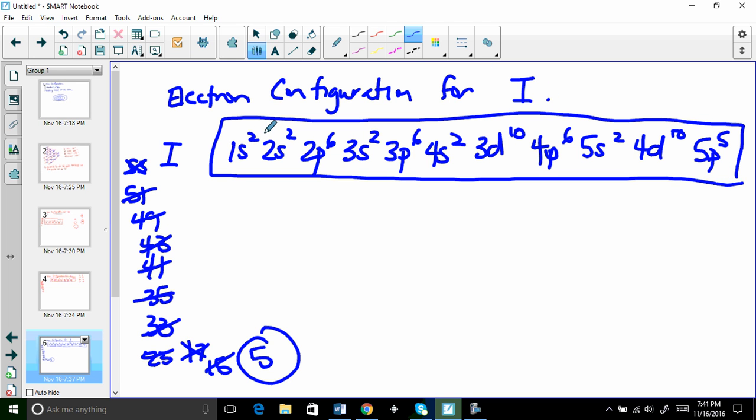It tells you 2 electrons are in a 1s orbital, 2 are in a 2s, 6 are in a 2p, 2 are in a 3s, 6 are in a 3p, 2 are in a 4s, 10 are in a 3d, so it's kind of like an algebra.